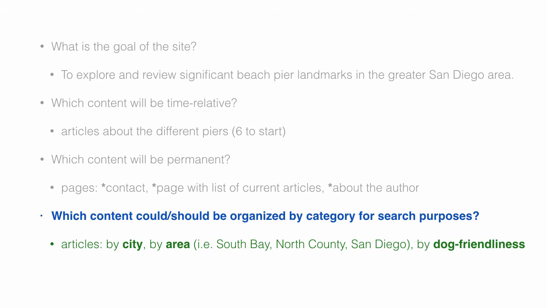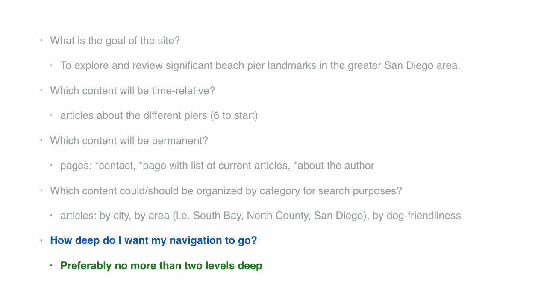And which content could or should be organized by category for search purposes? So I'm thinking of the things that just off the top of my head that some people might care about would be like by city, specifically by general area, like South Bay, North County, like neighborhood kind of, San Diego proper. And then also, like, are these dog-friendly beaches? I could go on with other categories, but we can start with those. And how deep do I want my navigation to go? I prefer that it goes no more than 2 levels deep.